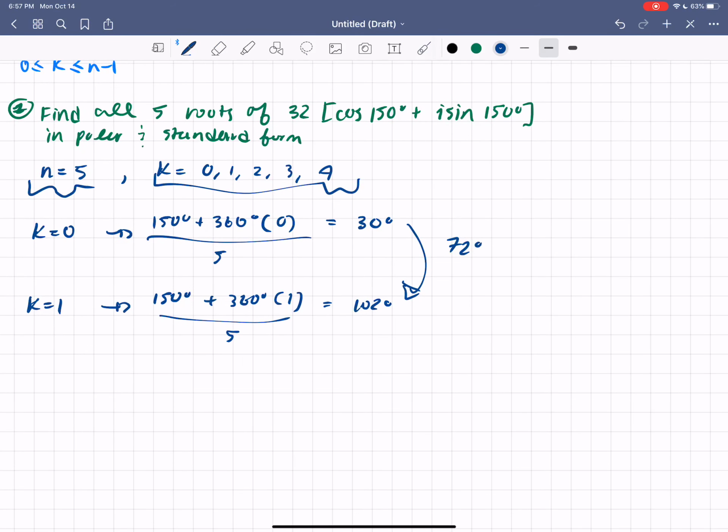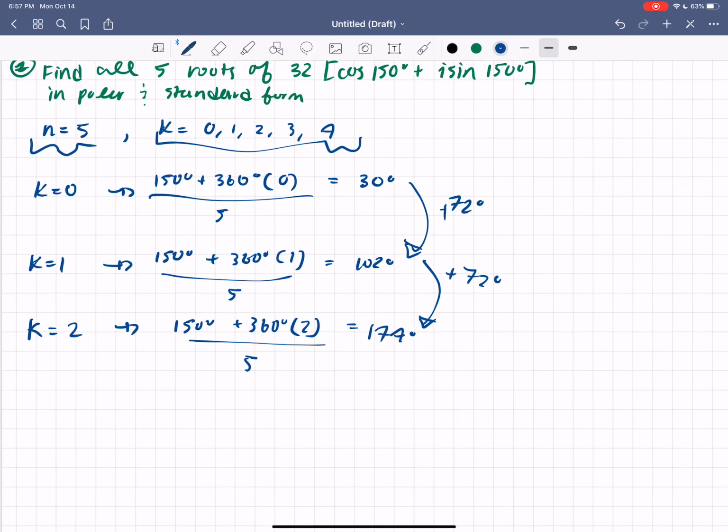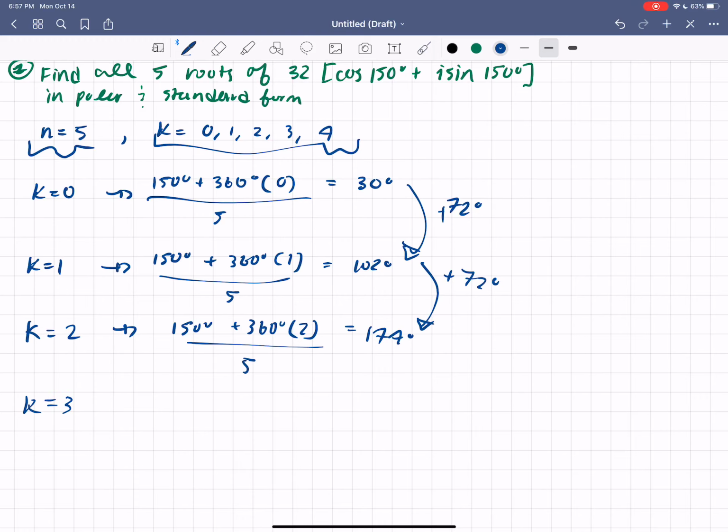For k equals 2, it becomes 150 degrees plus 360 degrees times 2 over 5, and then this is just a 72 degree increase from the last, which in this case is 174. So even without the formula, now I can calculate it. 72 plus 174 is 246 degrees. K equals 4 will just be 72 degrees more than that, which is 318.